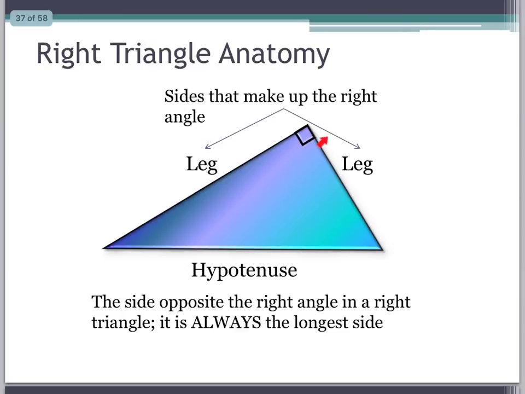First off, notice here's the right angle in the right triangle. These are called the legs. The sides that make up the right angle are called the legs. The hypotenuse is the longest side, and it's the side that is opposite from the right angle. So it's called the hypotenuse.